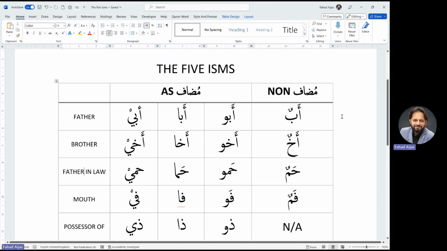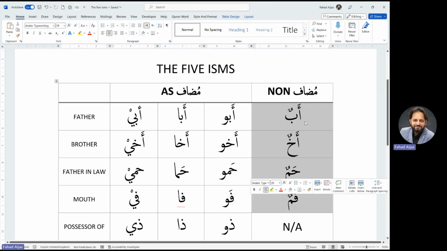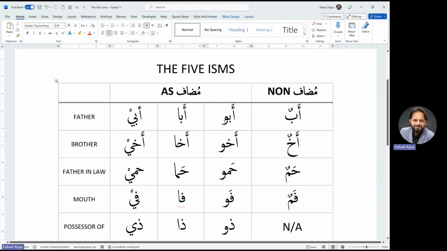So what we did was Abun, Akhun, Hamun, Famun. Abun is father, Akhun is brother, Hamun is father-in-law, Famun is mouth. In these four isms, we said that when they are made mudaf, they would use the corresponding letter instead of the haraka. So instead of a dhamma going light in abun, it will become abu.